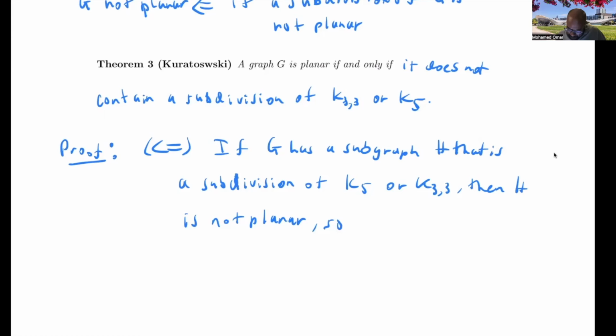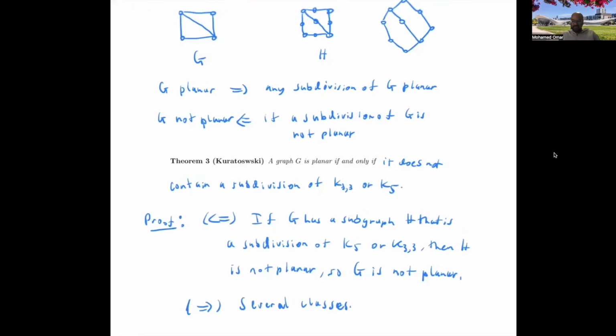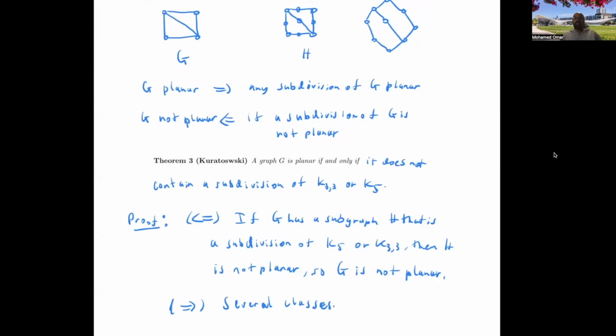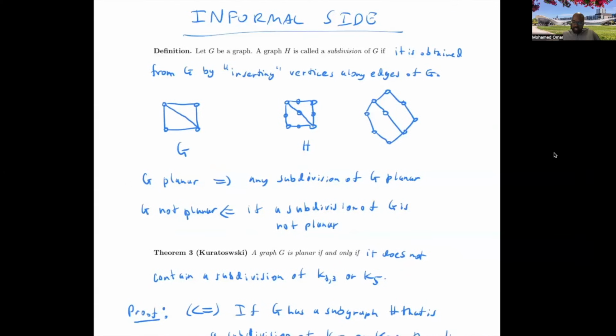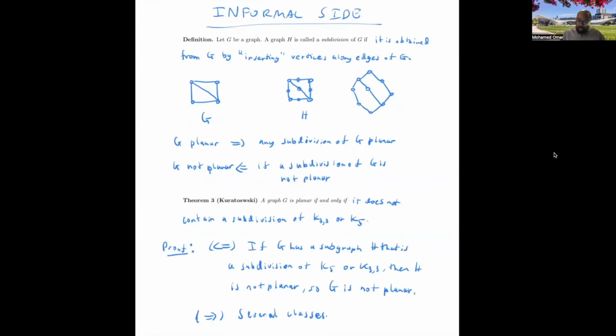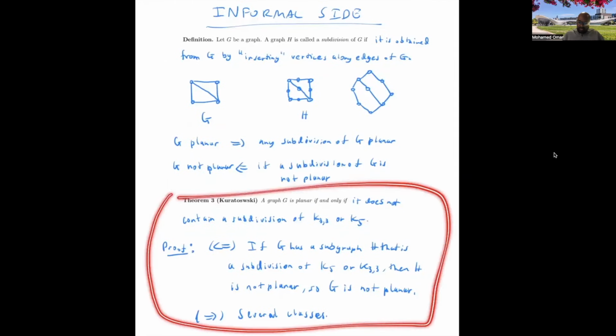So G is not planar. The hard part is certifying that that's it, that there are no other weird obstructions. And this direction is actually very, very long, right? It would take several classes to prove something like this, so we won't be doing it. Usually it's about five, six classes to prove that direction. But it's cool to know, right? It's nice to know that these obstructions we got through these inequalities are pretty much at the core of what is required for a graph to be planar or not.